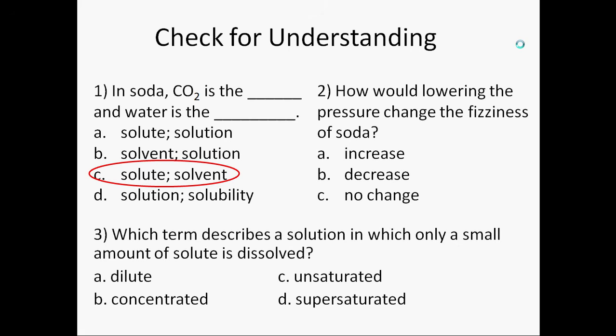Okay. For number 2, if we lowered the pressure, we would decrease the fizziness of the soda, because lower pressure means it's easier for those carbon dioxide molecules to escape, which leaves us with a flatter soda. And third question, the way that we can describe a solution in which only a small amount of solute is dissolved, the word we would use is dilute. Now, it's true that that's probably also an unsaturated solution, but in particular, dilute is the word that we would be going for here, because we're talking about a small amount of solute in particular, not just short of the maximum, but really, really small amount of solute.